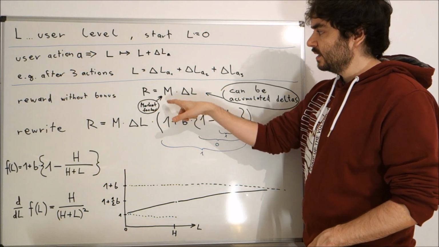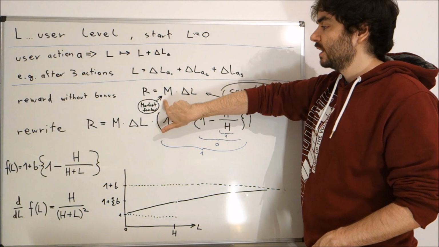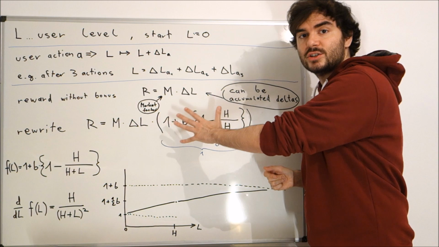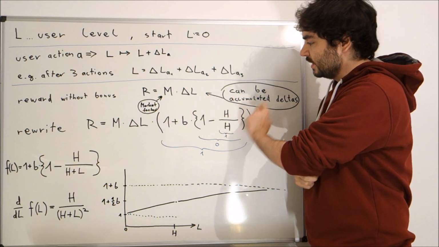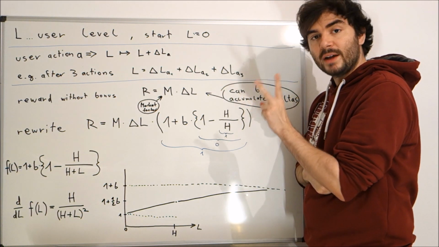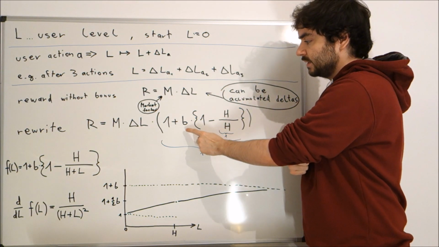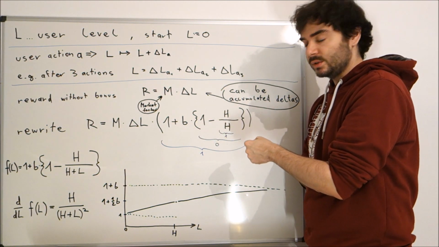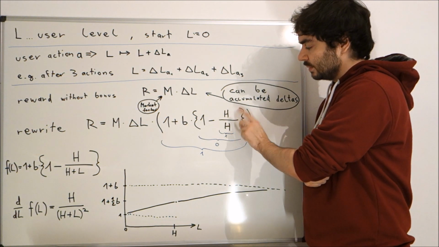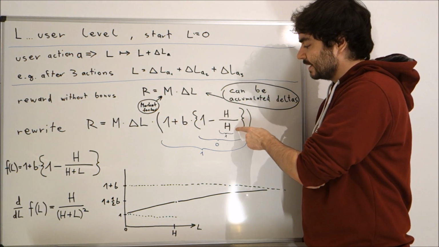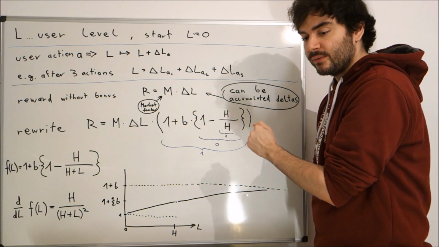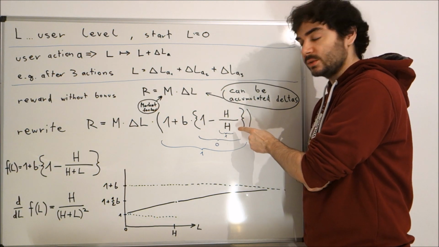Okay, so firstly, I take this simple equation and I rewrite it a little bit in a very simple way that doesn't actually change the formula. What I do here is I introduce, next to the market factor m, two other parameters: b, which is the maximal bonus, and h, which we'll later see is the level at which half of the maximal bonus is reached. That's why it's h.